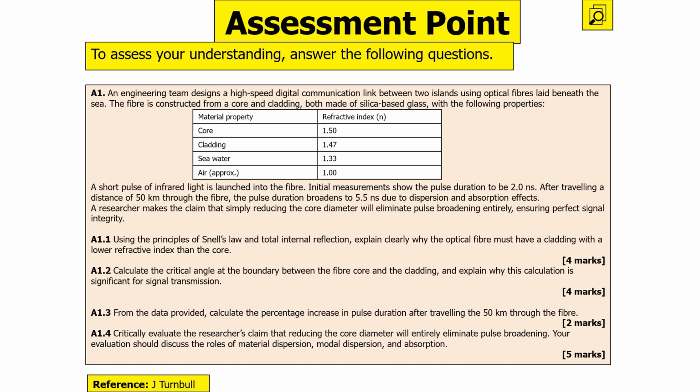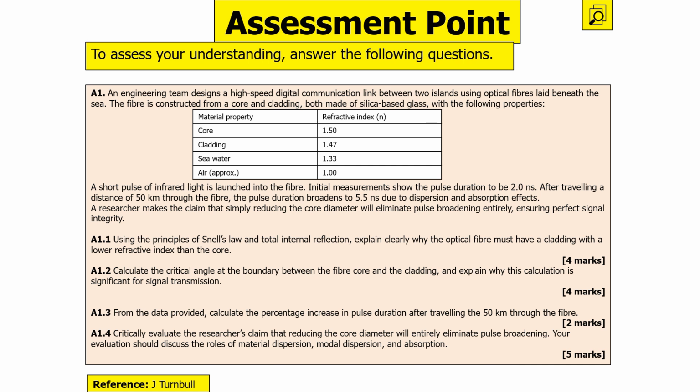After travelling a distance of 50 kilometers through the fibre, the pulse duration broadens to 5.5 nanoseconds due to dispersion and absorption effects. A researcher makes the claim that simply reducing the core diameter will eliminate pulse broadening entirely, ensuring a perfect signal integrity. Use the principle of Snell's law and total internal reflection, explain clearly why the optical fibre must have a cladding with a lower refractive index than the core.